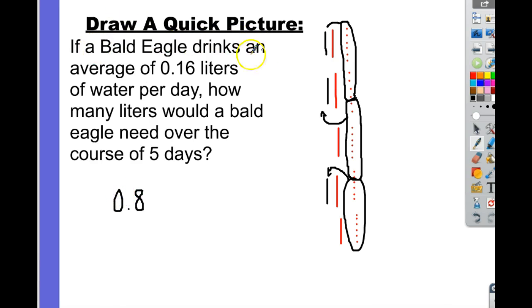So if a bald eagle drinks an average of 16 hundredths of a liter of water per day, how many liters would he need over the course of 5 days? Well, we figured out by drawing it out how many he would need, and that would be 8 tenths of a liter of water over the course of 5 days.